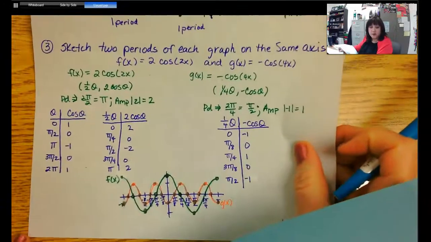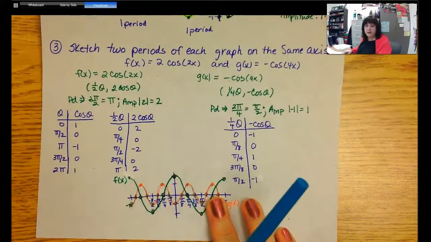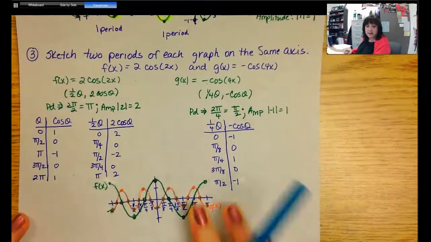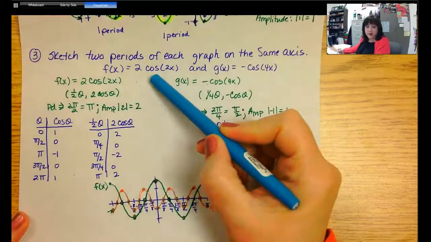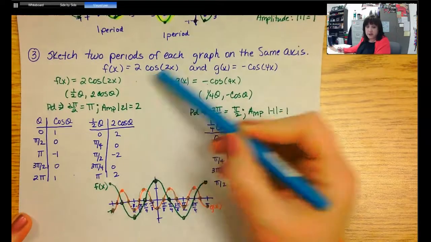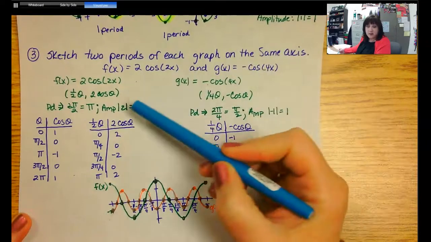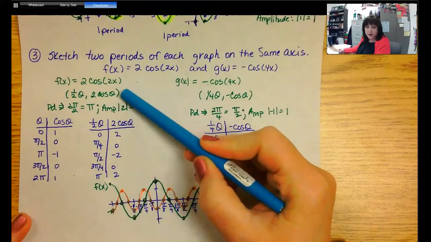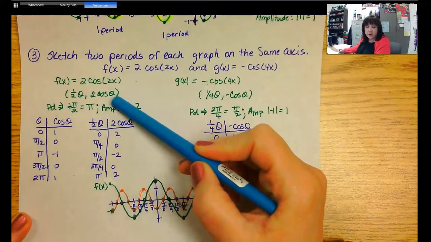On question 3, you're sketching them on the same graph, and you're doing it on the same graph this time so that you can see the behaviors up close and personal, if you will. So we are graphing f of x, which is 2 cosine of 2x, and g of x, which is negative cosine 4x. In terms of transformation points, on f of x, I would multiply all of the angles by 1/2, and then I would multiply all of the cosine values by 2.